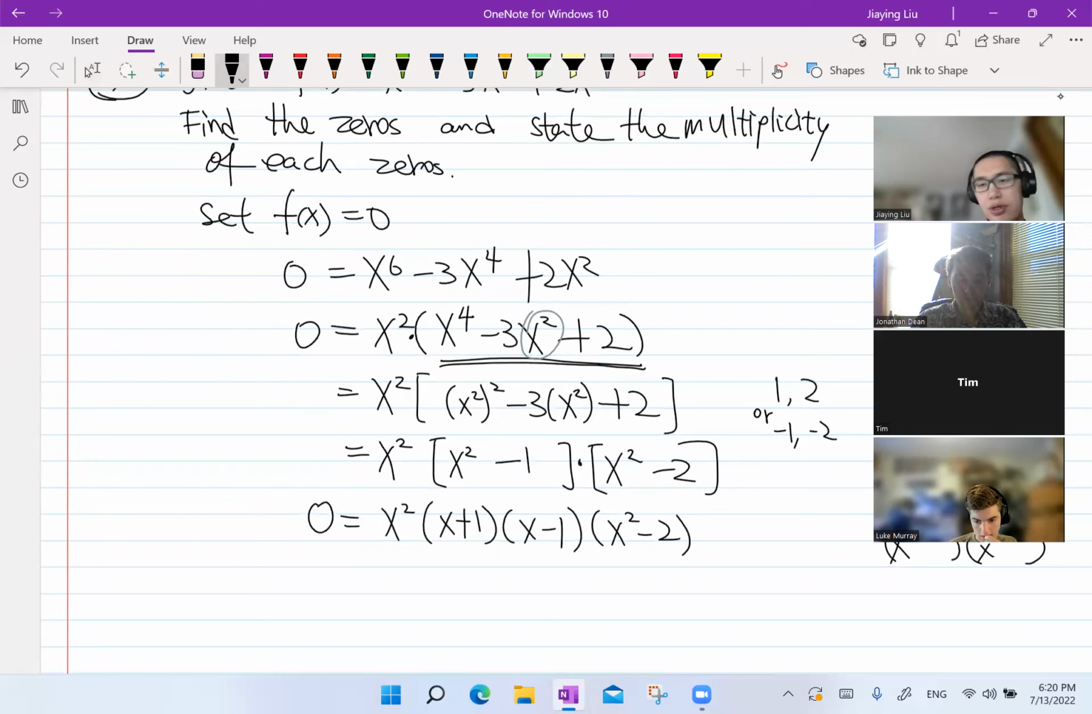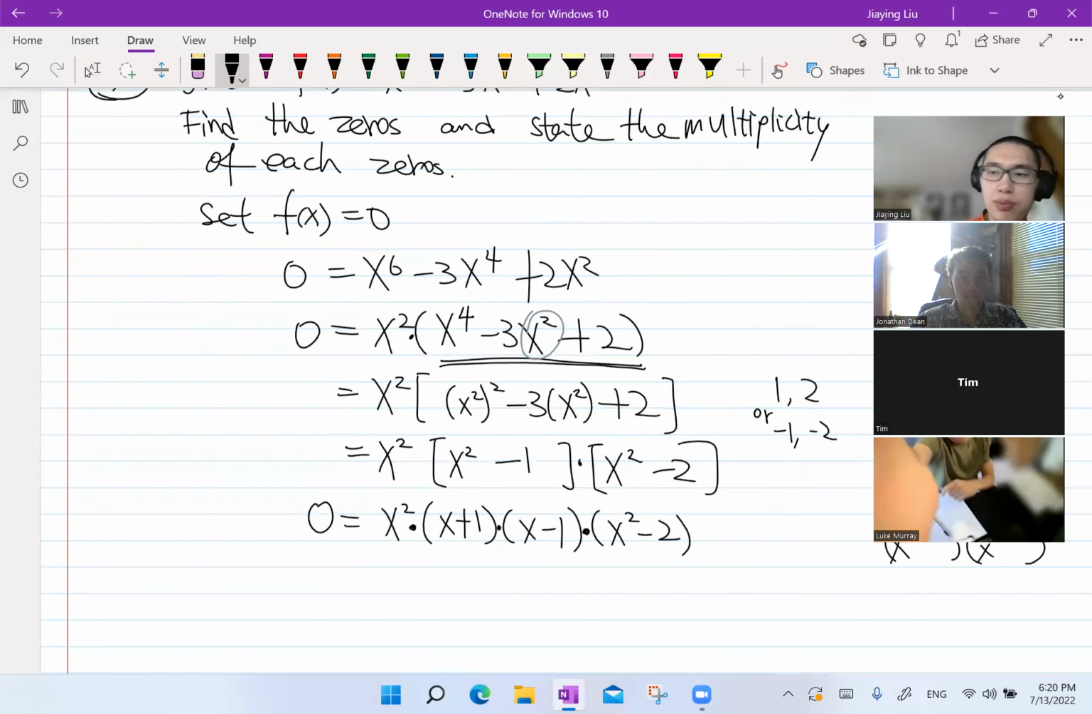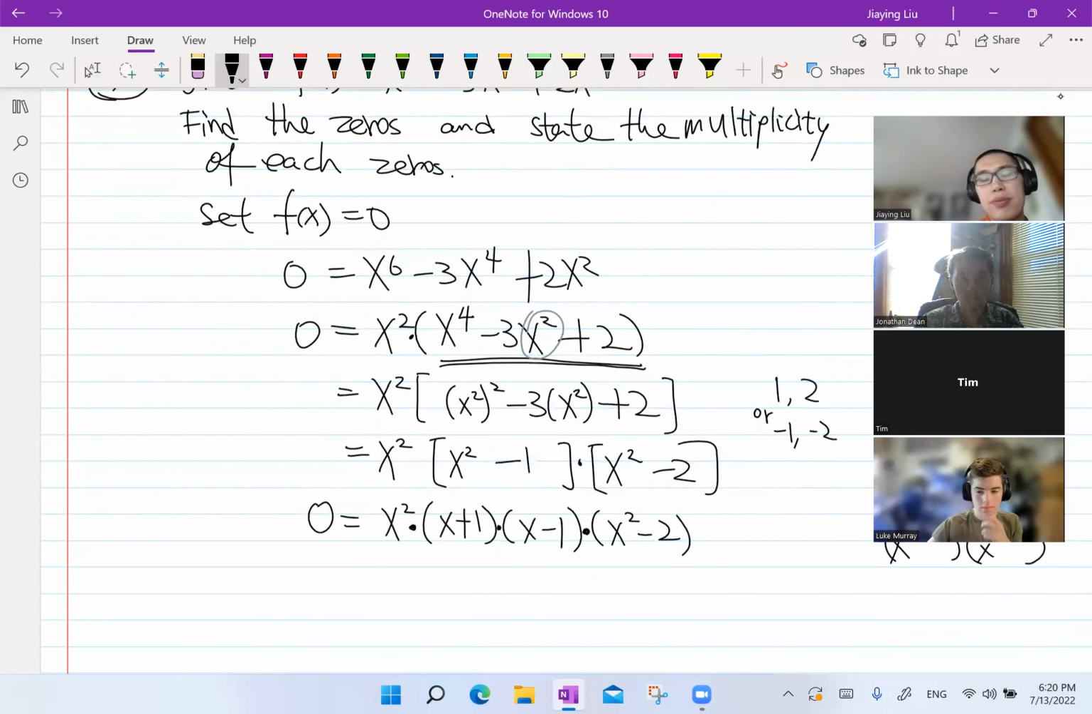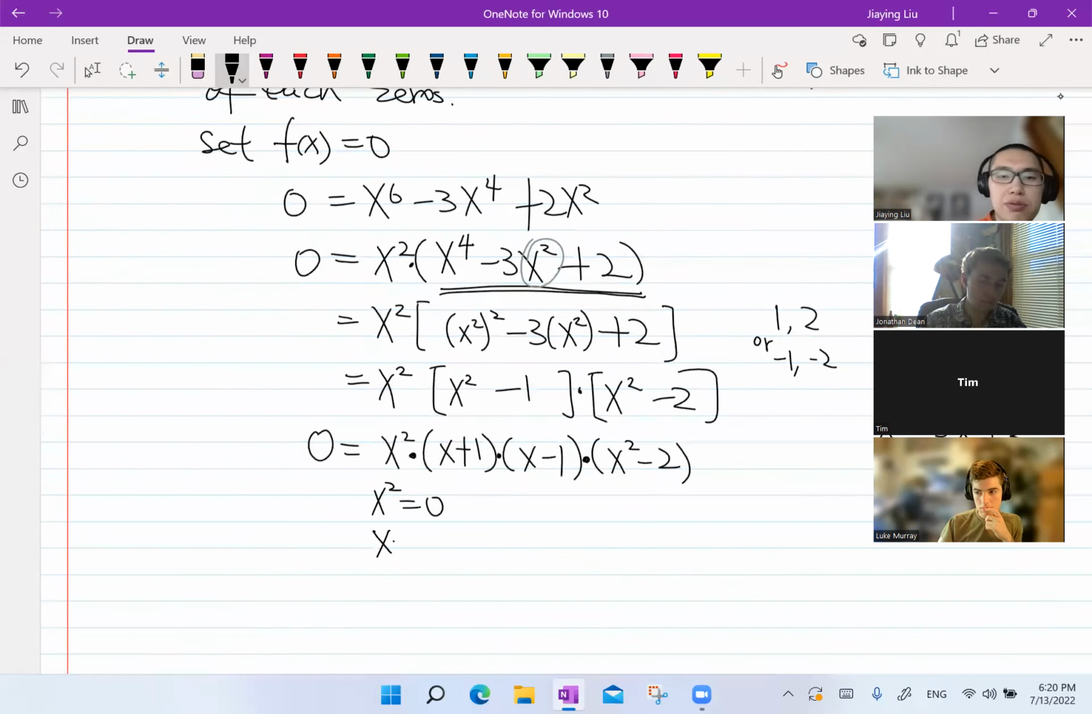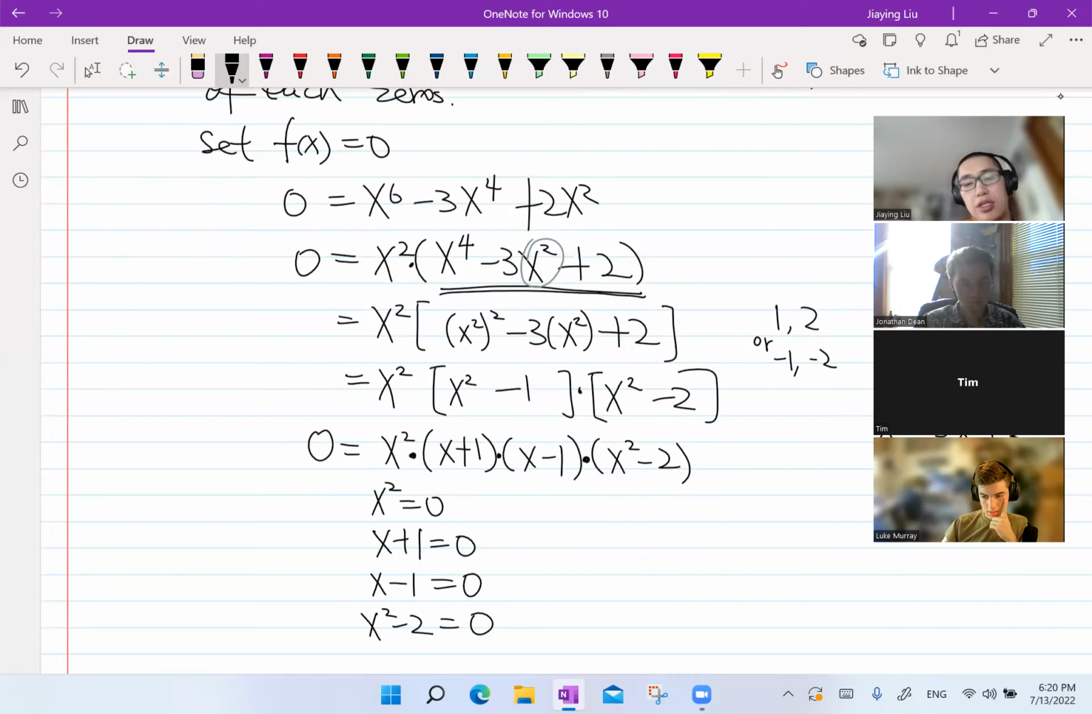And remember, this is equal to 0, which means every single factor in this expression could equal 0 because the product equals 0. So x squared could equal 0. X plus 1 could also equal 0. X minus 1 could be 0. And the x squared minus 2 again could be 0. Any of these could be 0, or all of them could be 0, or any combination of these equations could be true. So from here, we can solve for x. From the first one, we get x equals 0, since x squared gives us 0, so x equals 0 has a multiplicity of 2.